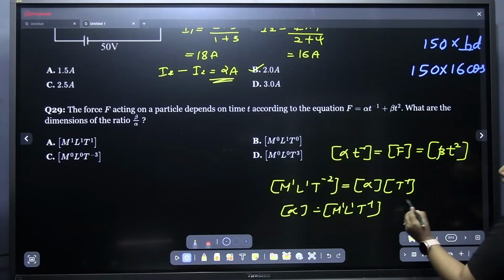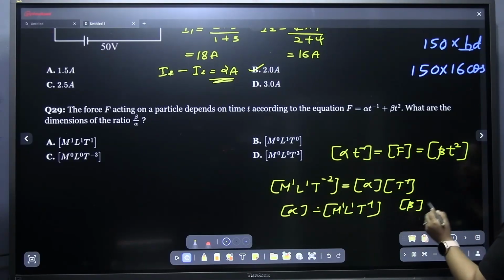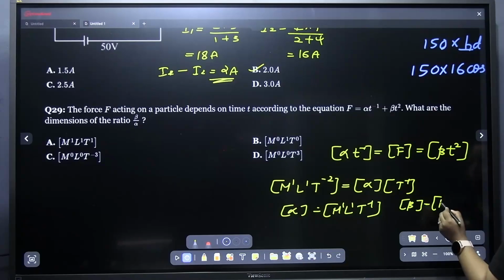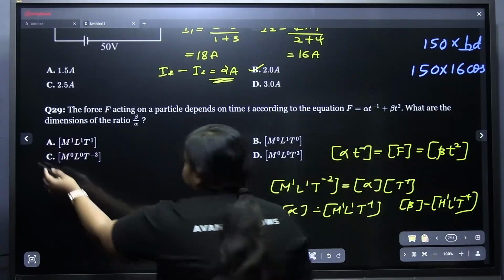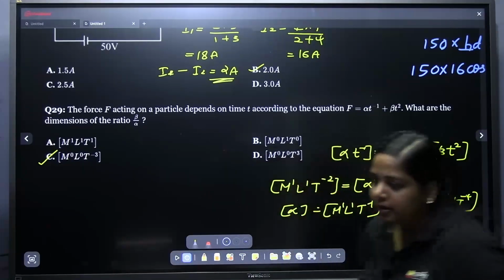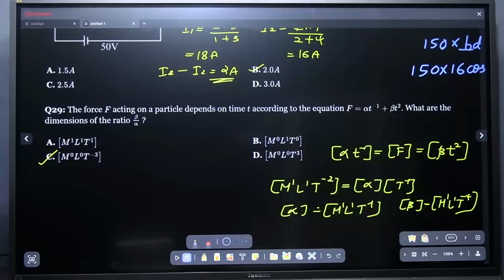Similarly, you can find for beta. Beta you will get as M1 L1 T minus 4. Okay. Then beta by alpha if you take, you will get M0 L0 T minus 3. Okay. Any doubts? Okay, then let's see the next question.